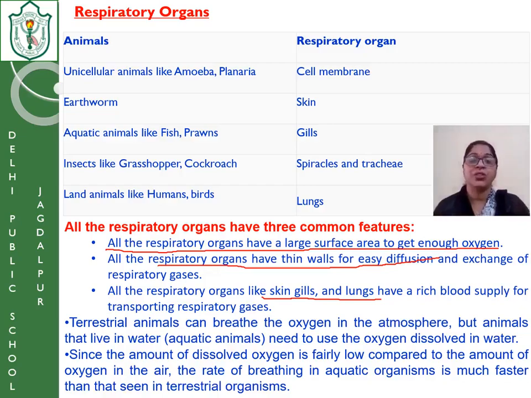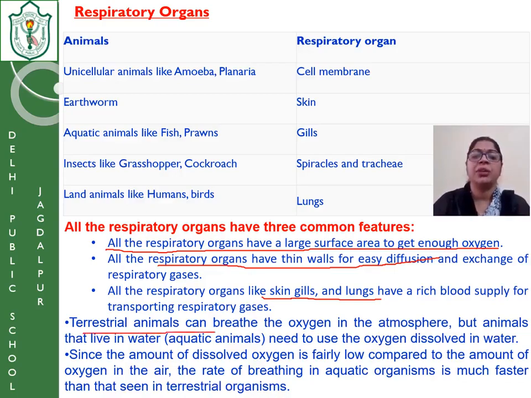And what is that? We will go to the next life process, that is transportation, because blood is the only medium through which things can be passed to the different body parts from a system easily. Okay. Now the topic which I have already explained, the difference between the breathing rate of terrestrial and aquatic animals.